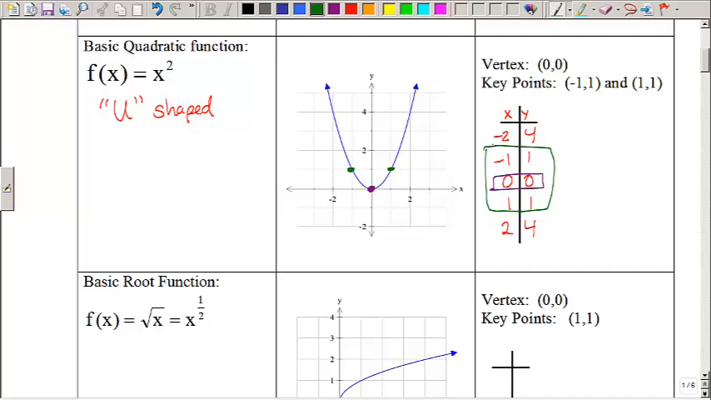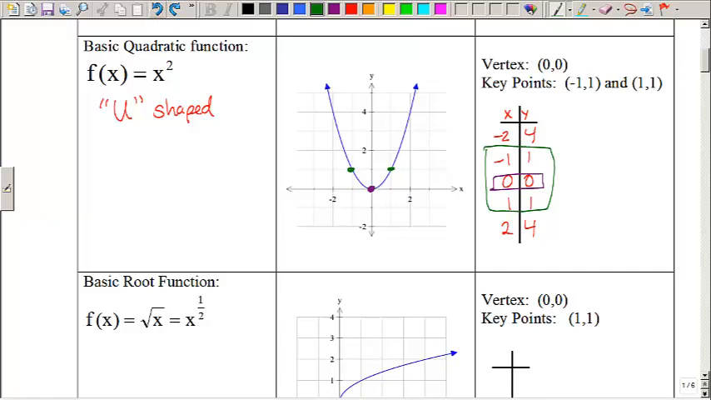One way of memorizing this is you could just know that a quadratic, an x squared, is U-shaped. You know the vertex, and to get to the key points, you go over to the right one and up one, over to the left one and up one. And that's just another way you can think about finding those key points.